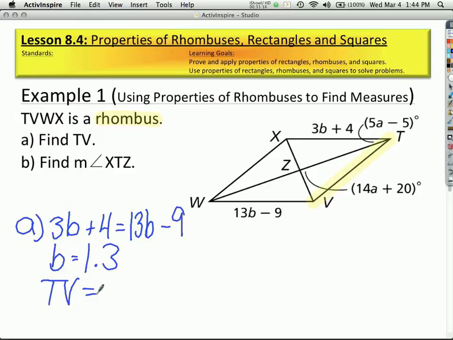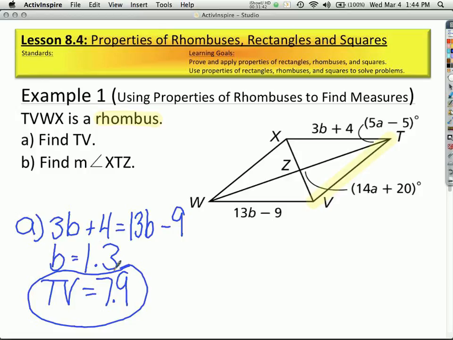Good. Michaela, what do you end up with? 7.9. Dalton, is that what you got? 7.9. So TV is a distance of 7.9. Any questions about how we approach that? Any concerns? Any thoughts? Any observations? Go ahead. Kind of for the second one.